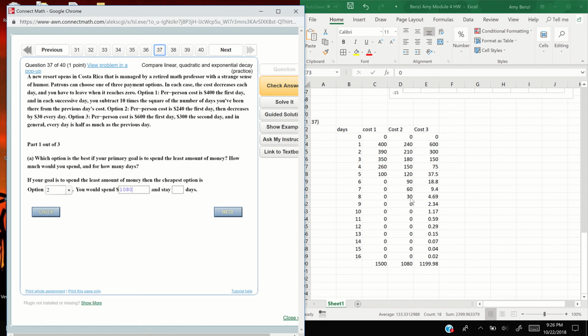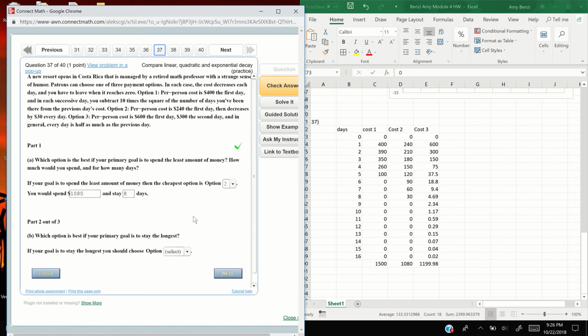And how many days can you stay? It looks like you can stay for 8 days. You see that? Because on the 9th day, you're down to 0. It might be that you can stay 9 days. I'm not really sure. I'm just going to try it. If it says I'm wrong, I'll try 9. But it says I was right. And then which option will be best, and so on.